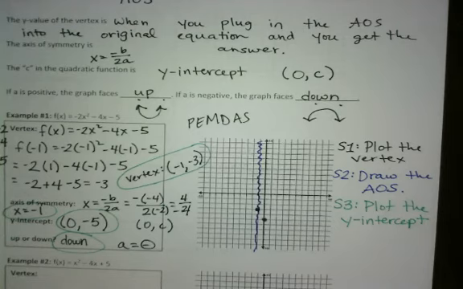Now, do we have enough information to graph our parabola? What are we missing? I feel like we're missing something.